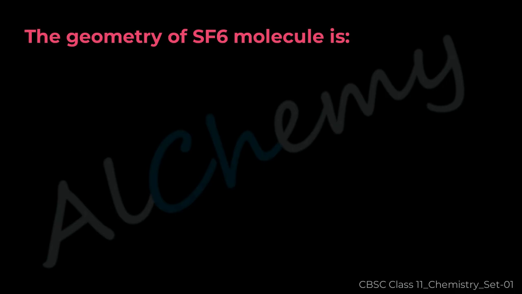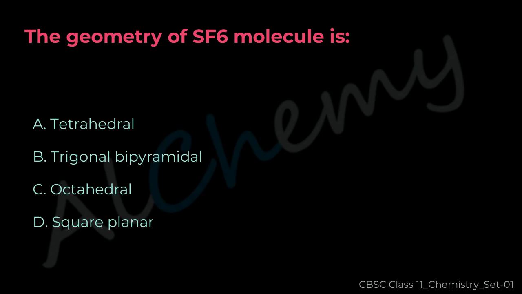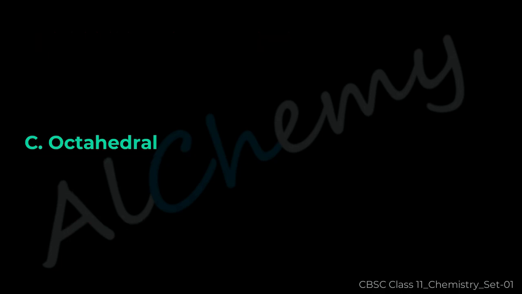Question 18. The geometry of SF6 molecule is A. Tetrahedral, B. Trigonal bipyramidal, C. Octahedral, D. Square planar. The correct answer is C.